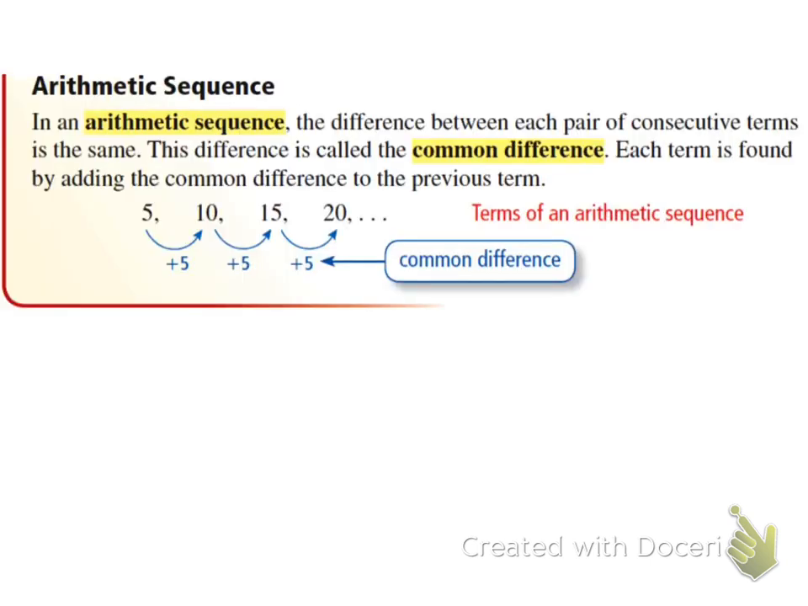That is the purpose. All right, so in an arithmetic sequence, the difference between each pair of terms is the same. So it's numbers in a consecutive sequence, and the difference between them is the same. We call that difference the common difference. These numbers right here are called our terms, and this number right here is our common difference. Each term is found by adding the common difference.